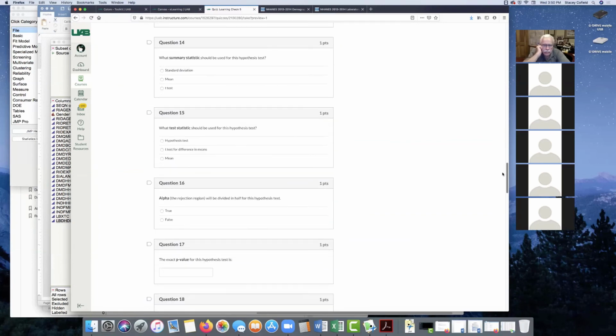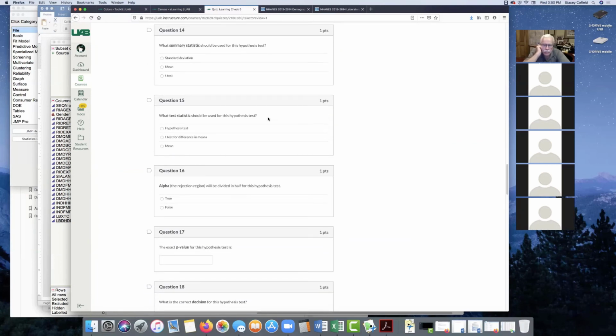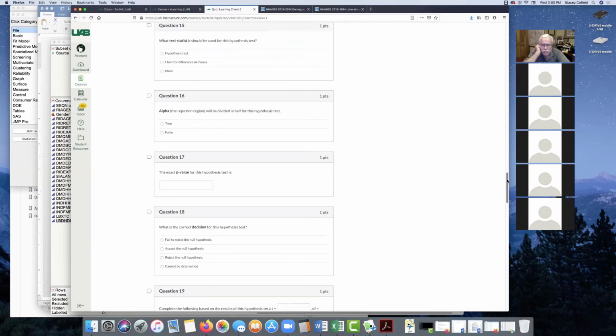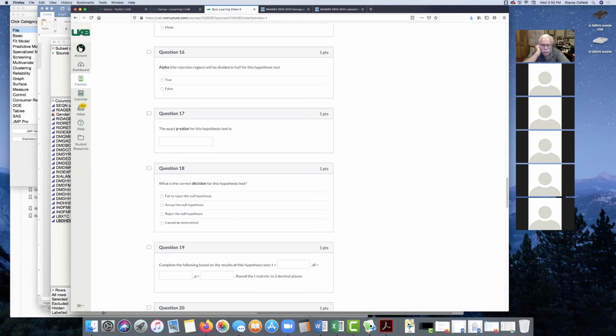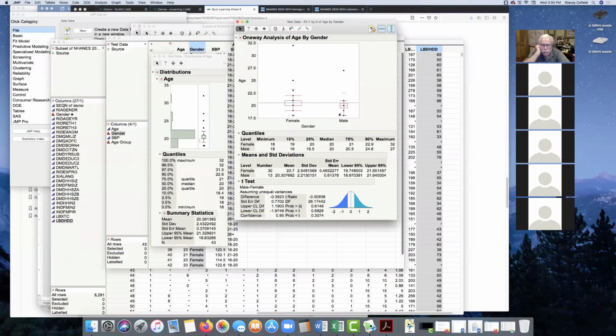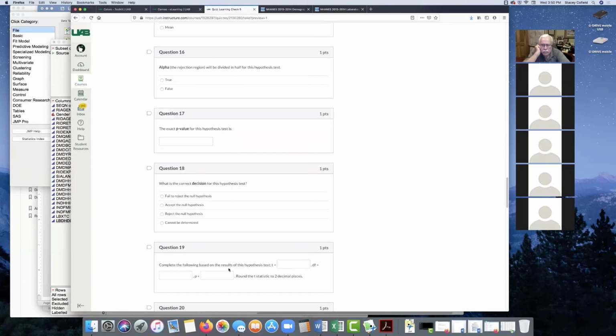It's going to say to you, what's the test statistic? Are we going to divide alpha in half for this? What's the p-value that you get? So once you fit it all, when you recode your data and you run it, what's the p-value you get? Type that into this box, and it wants the exact p-value, which means to 4 decimal places. So don't round it. Don't round your p-values.